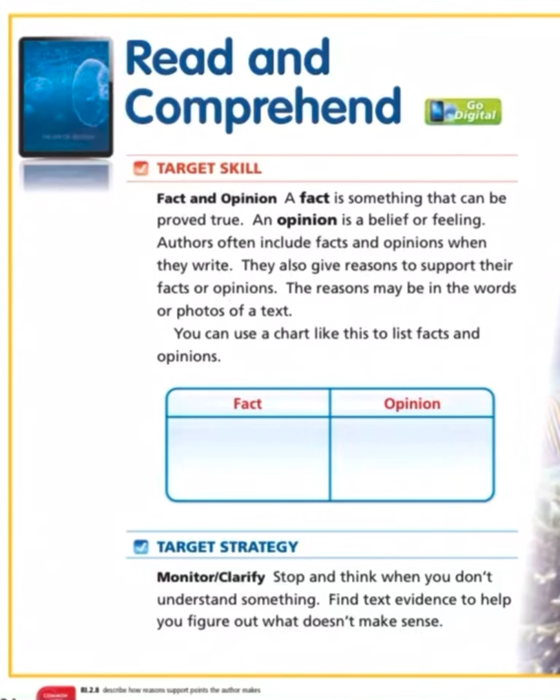Read and comprehend. Fact and opinion. A fact is something that can be proved true. An opinion is a belief or feeling. Authors often include facts and opinions when they write. They also give reasons to support their facts or opinions. The reasons may be in the words or photos of a text. You can use a chart like this to list facts and opinions.